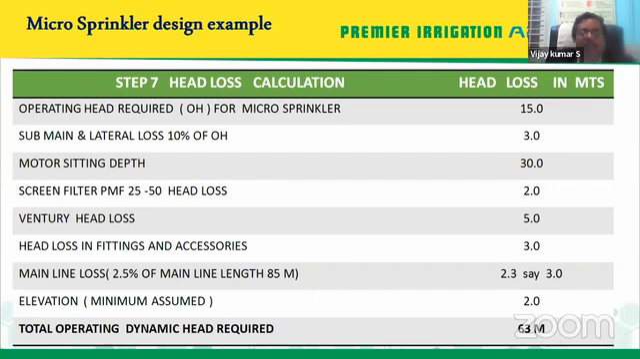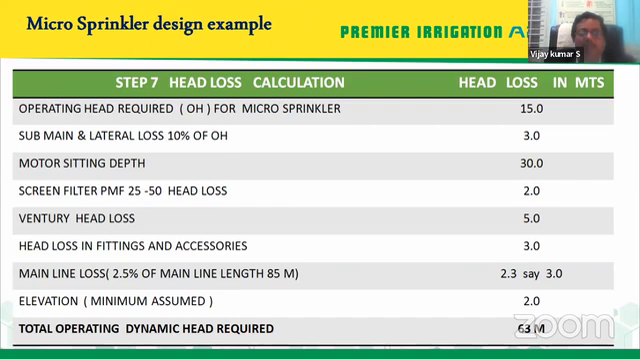Now we will have to check whether the existing pump over there is capable of delivering the water with the desired uniformity. So for that, we need to calculate what is called the total dynamic head or the head loss. The first head that we have to consider is the operating head for the micro sprinkler. Micro sprinkler requires, we have selected 15 meter. Drip would have been 10 meter. Here I have selected 15 meters.